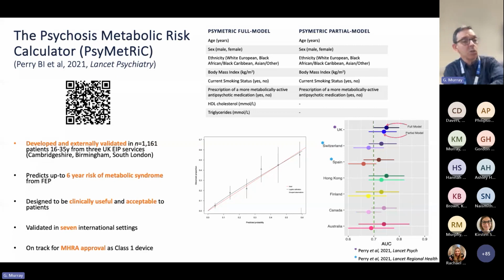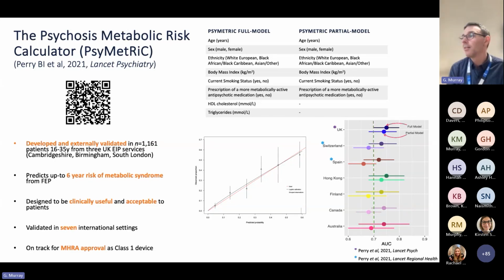Another one I'll just mention is this one on prediction of physical health problems. This is work led by Ben Perry, and this looks at whether you can calculate an adverse physical health outcome, metabolic syndrome. Many of us are familiar with the algorithms that GPs run, the so-called QRisk, to see what is our individual risk of having a heart attack or stroke over the next 10 years.